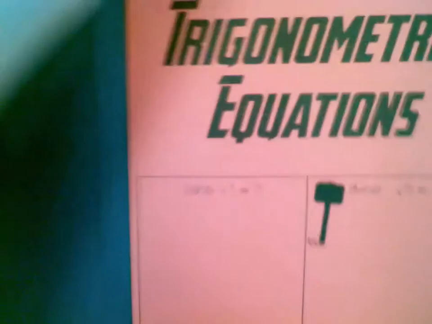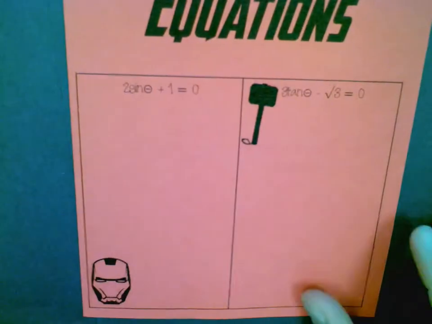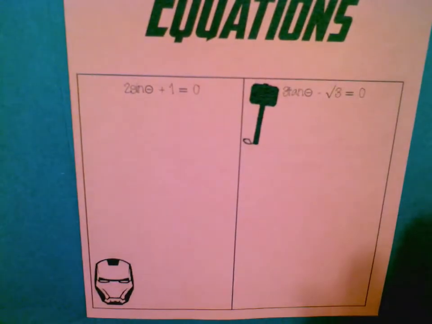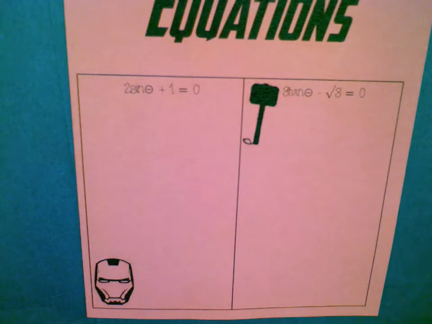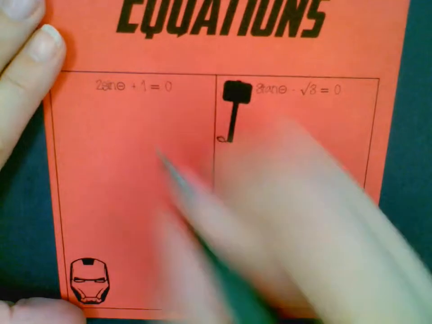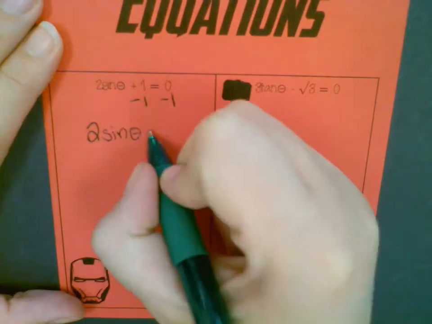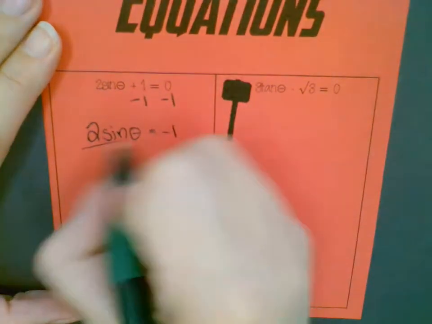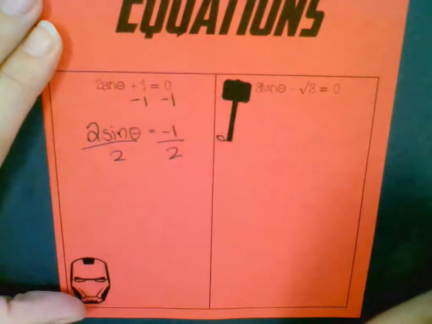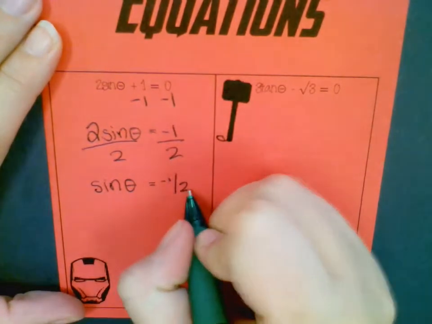So it says that 2 sine of theta plus 1 is equal to 0. Remember, what we're trying to do is get theta by itself, so we want to solve that for theta. First we would subtract 1, just like if it was a two-step equation, you add or subtract first. And then we would divide by 2. So we get that sine of theta equals negative 1/2.